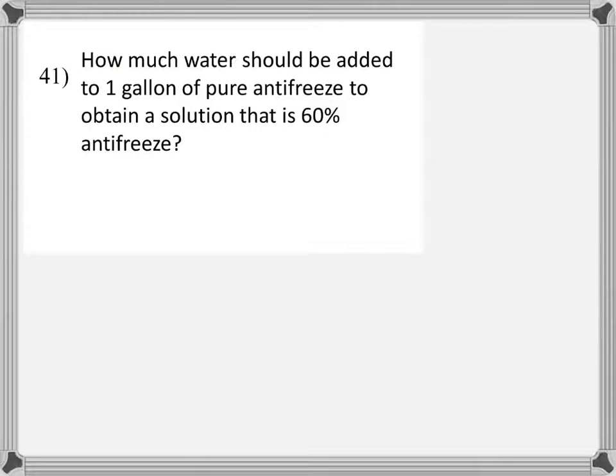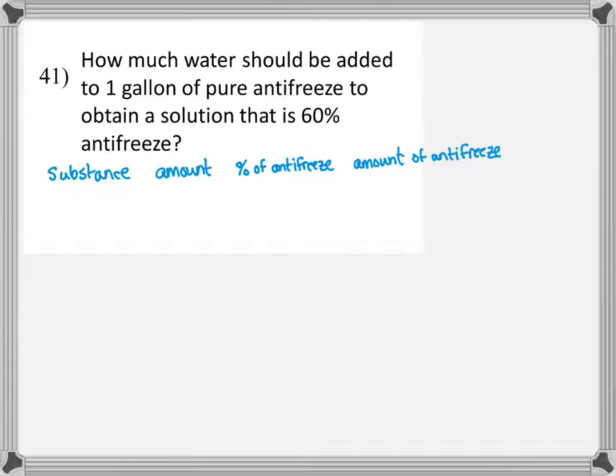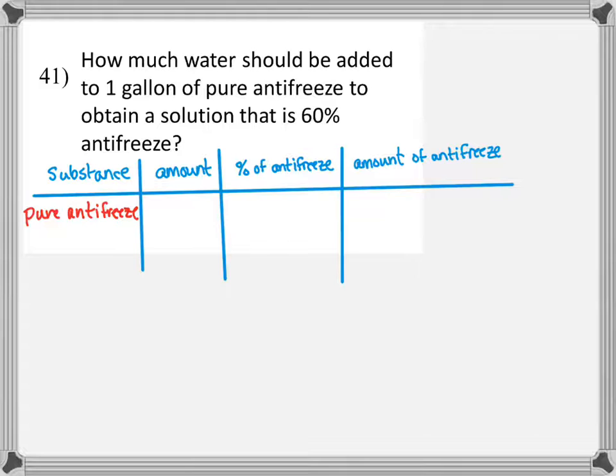One last problem. How much water should be added to 1 gallon of pure antifreeze to obtain a solution that is 60% antifreeze? Again, I'm going to use a table. So I'm going to have substance, amount, percent of antifreeze, and amount of antifreeze. So first, I have pure antifreeze, and we're told that we have 1 gallon. So our amount is in gallons, and I have 1 gallon of pure antifreeze.